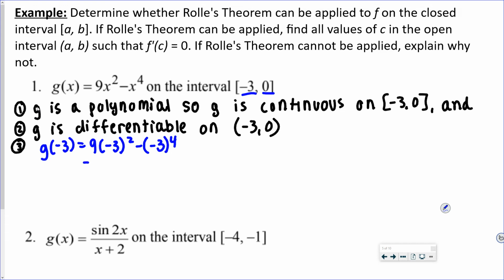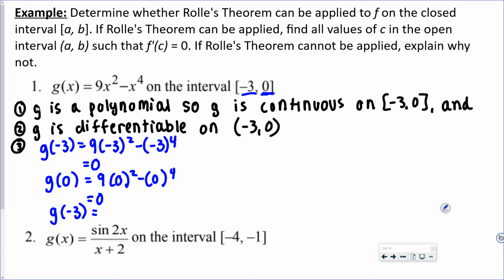Okay, I got 0. So I have 81 minus 81. And then I'll plug in my other endpoint here of 0, which obviously there I get 0. Okay, so g of -3 equals g of 0 equals 0. So you kind of showed that third case scenario that Rolle's theorem will apply here.